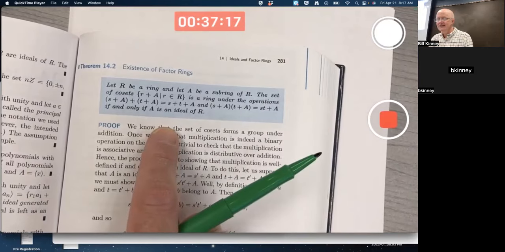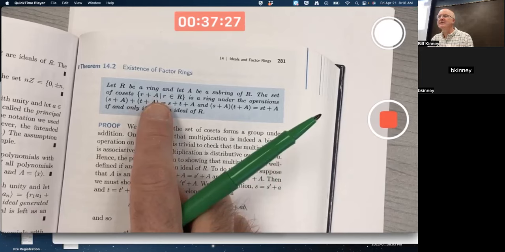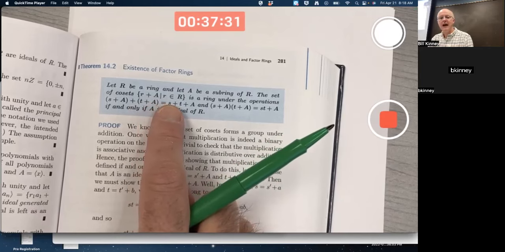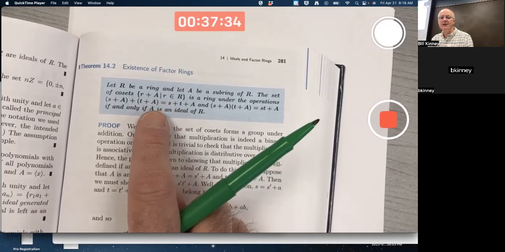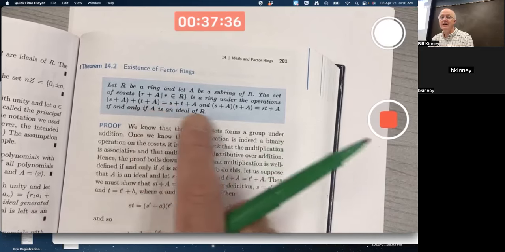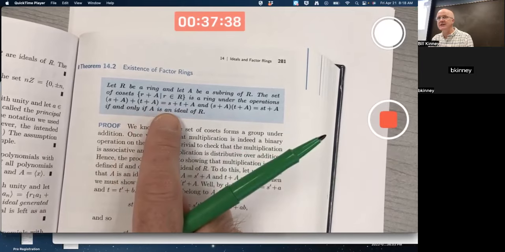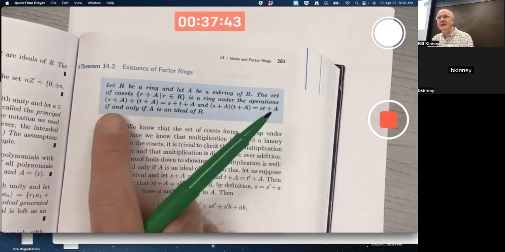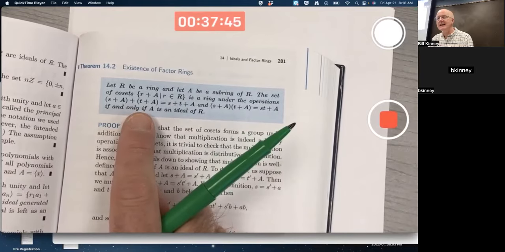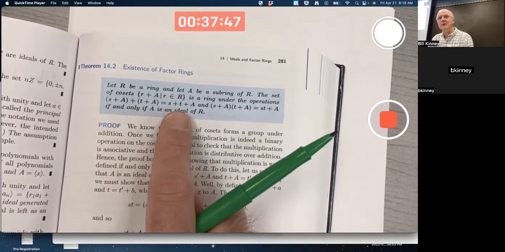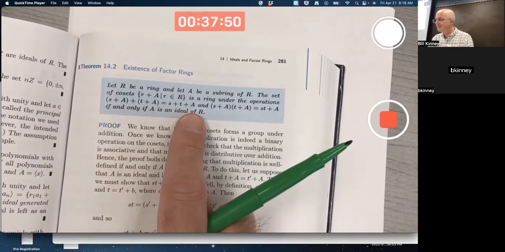Okay. What is a factor ring? It's like a factor group, except it's a ring. Let R be a ring, let A be a subring of R. The collection of cosets, notice the additive notation, r plus A, as r varies over capital R, is a ring under the operations of coset addition and coset multiplication. This is the same operation as a group, just with additive notation. Add the representatives. Add two cosets, s plus A and t plus A, by adding their representatives to get the coset s plus t plus A.